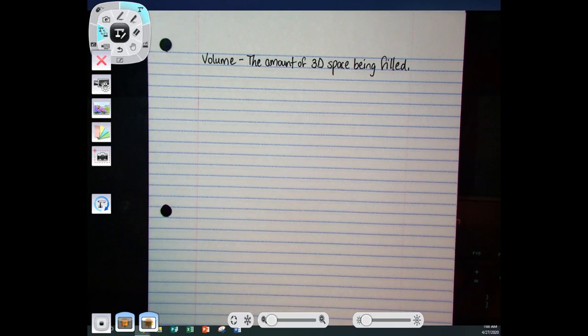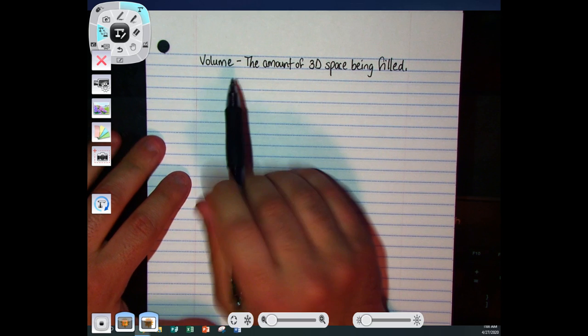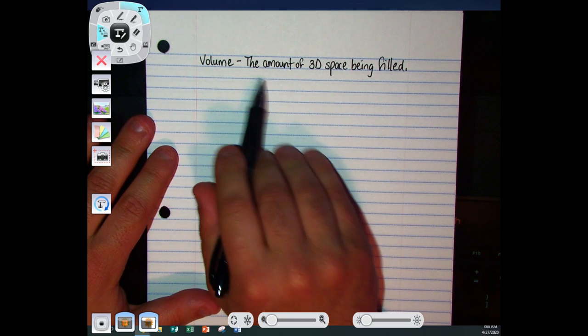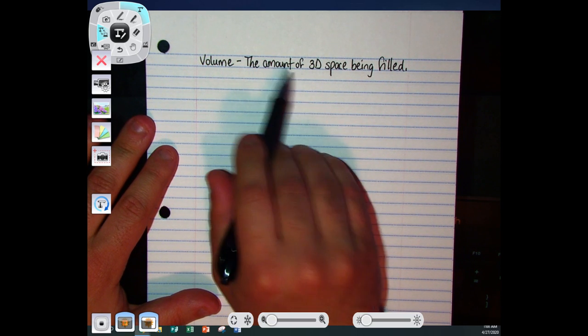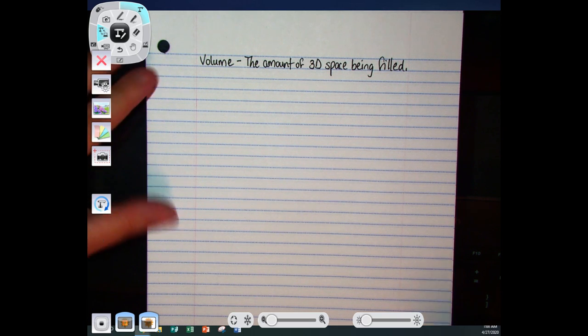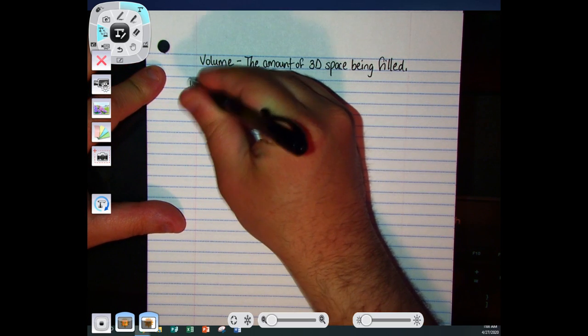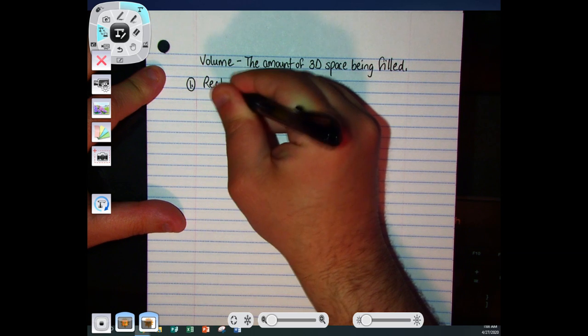So today we're going to be working on volume of different three-dimensional figures. So just a quick review, when we talk about volume, we're talking about the amount of three-dimensional space being filled. So with volume, we have 5 basic figures that we're going to be looking at. So the first figure that we're going to be looking at is a rectangular prism.